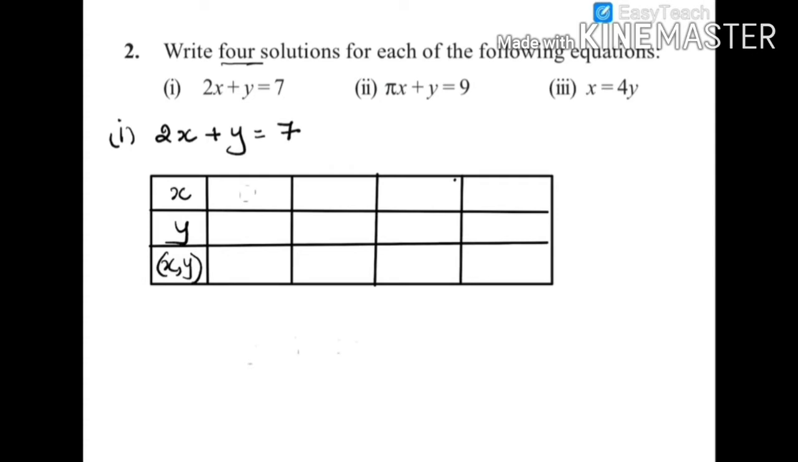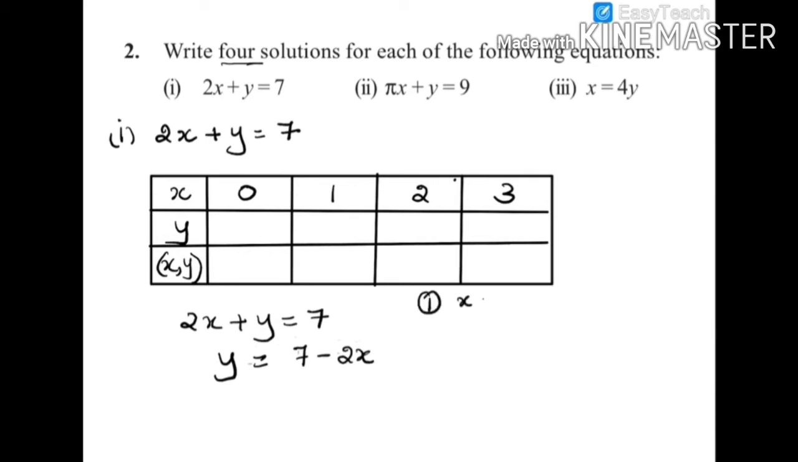So let's take x as 0, 1, 2 and 3. Now we are going to substitute these values in this equation and find the corresponding value of y. To do that we will rewrite the equation 2x plus y equal to 7 as y in terms of x. That means you keep y on the left hand side and take all other terms to the right hand side. So y will be equal to 7 minus 2x.